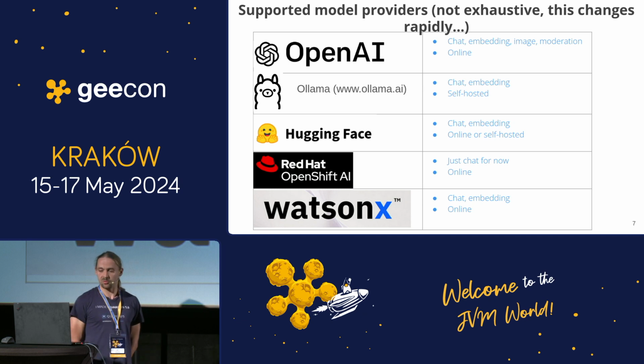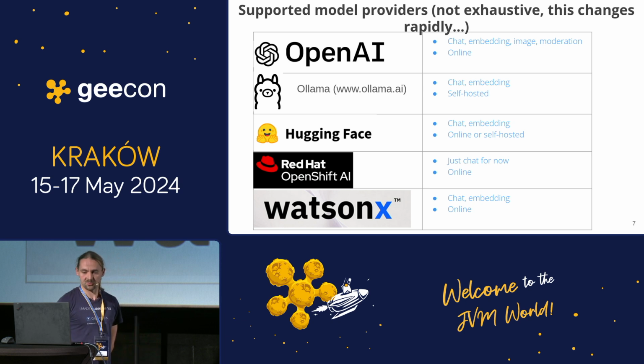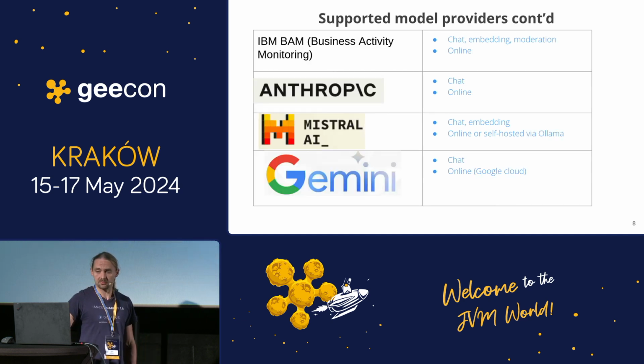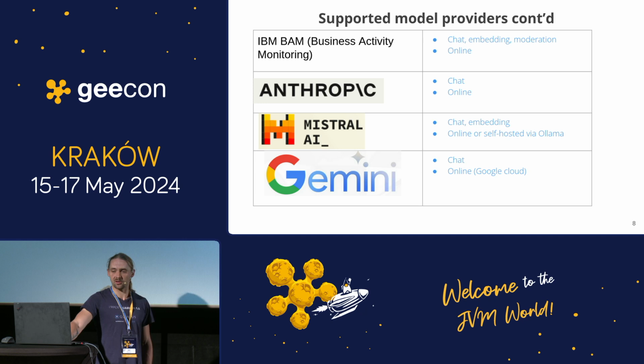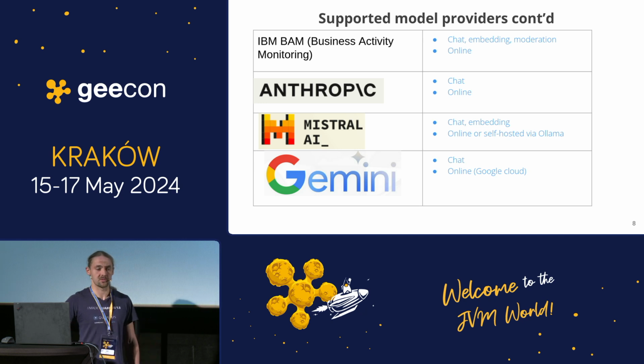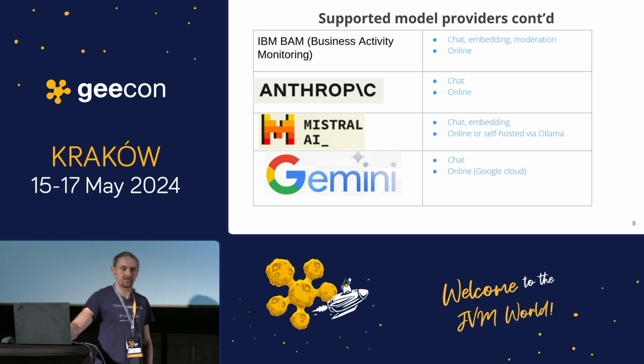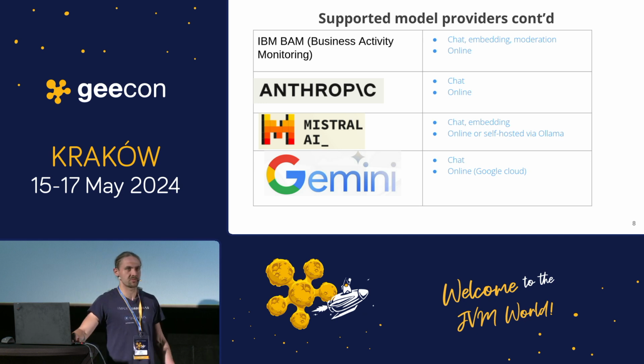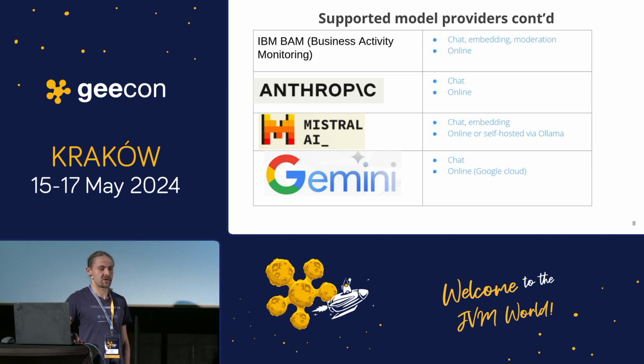And we support talking to these models. We also support talking to models deployed in Red Hat OpenShift AI, IBM Watson X, Anthropic, Mistral AI, Google Gemini. That's a lot of supported models. Of course, not all of these providers support all model types. For most of them, we obviously support the chat models. For some of them, we have embeddings. For others, moderation. For others, image generating models.